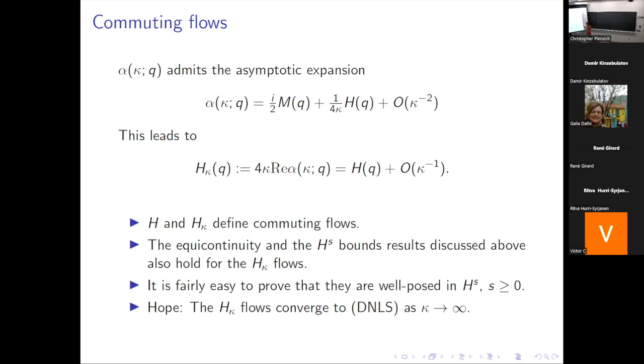Now, for these equations, it is much easier to prove global well-posedness. Actually, we can prove global well-posedness in H^s for s greater or equal to 0 for those. And then the hard part, and our hope, is that these flows are actually going to converge to DNLS as kappa goes to infinity, and then use the global well-posedness of those and this convergence so that DNLS inherits the global well-posedness as well.